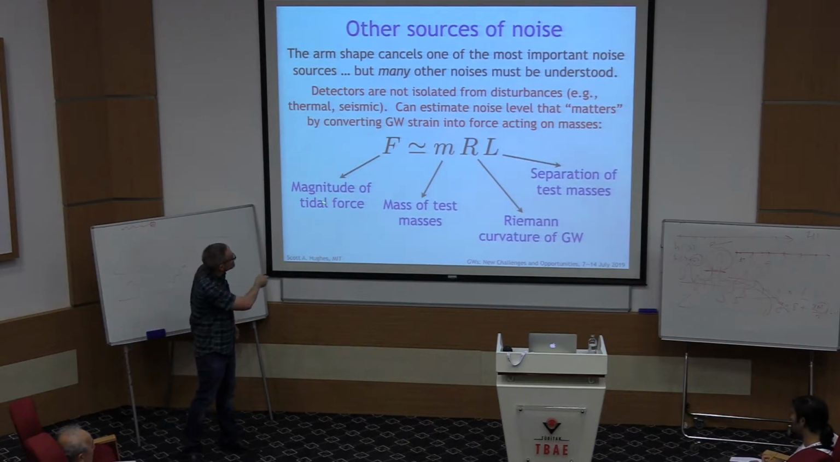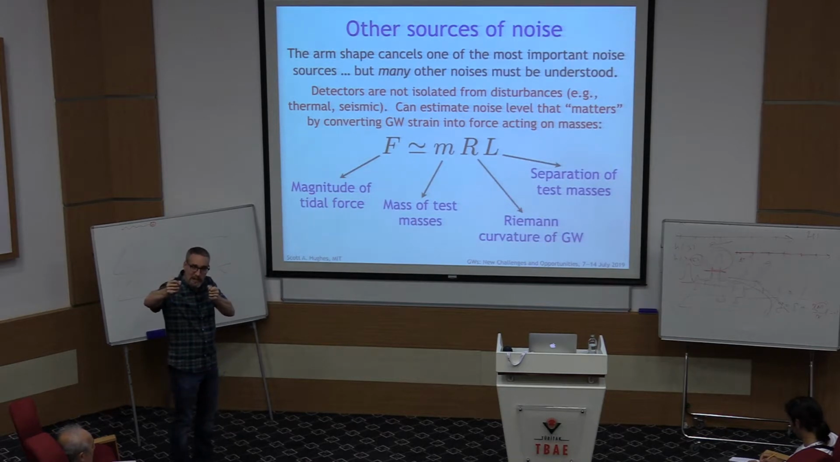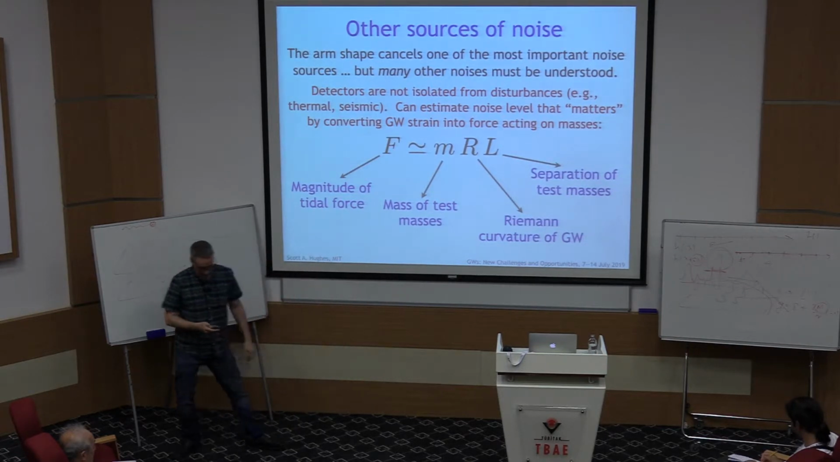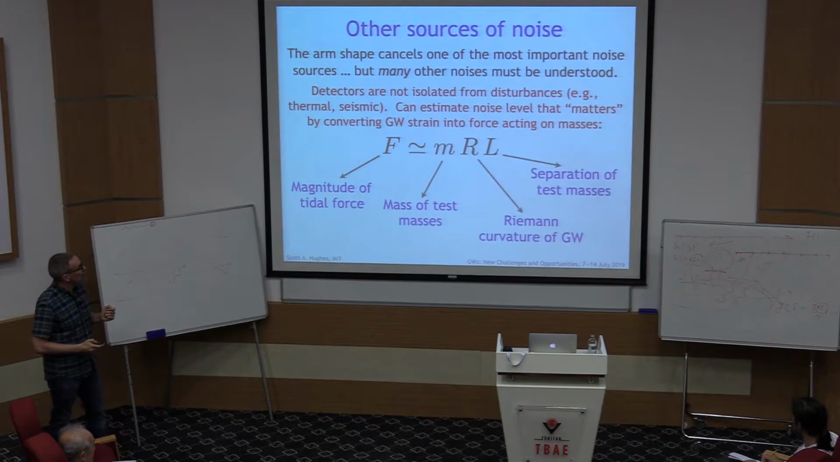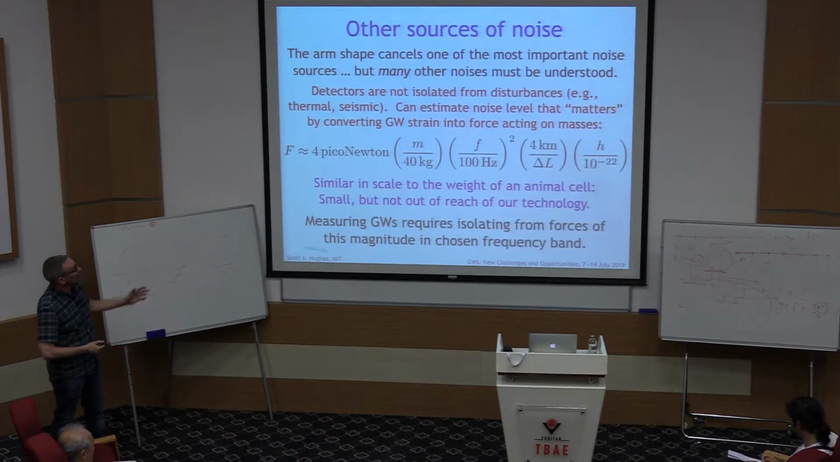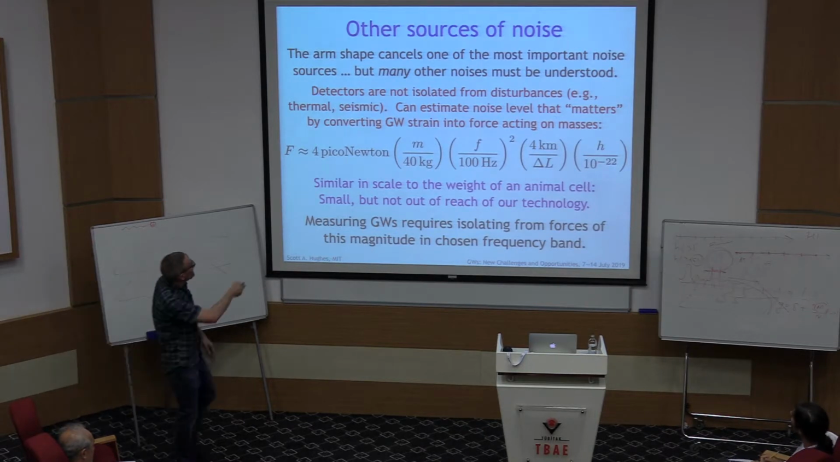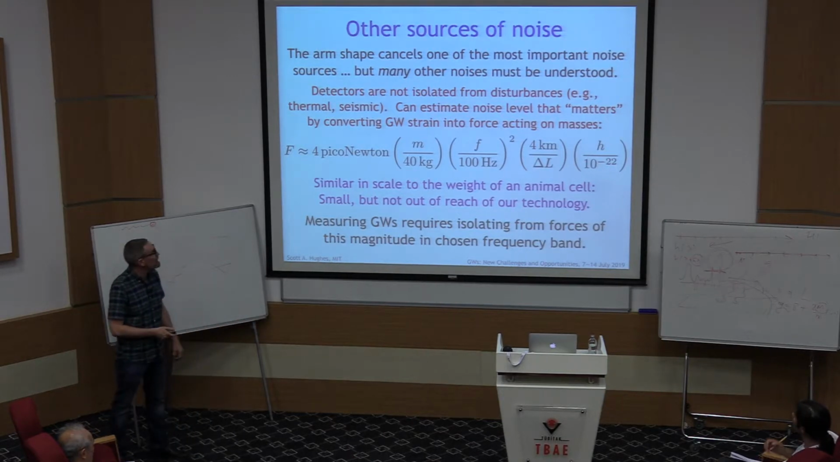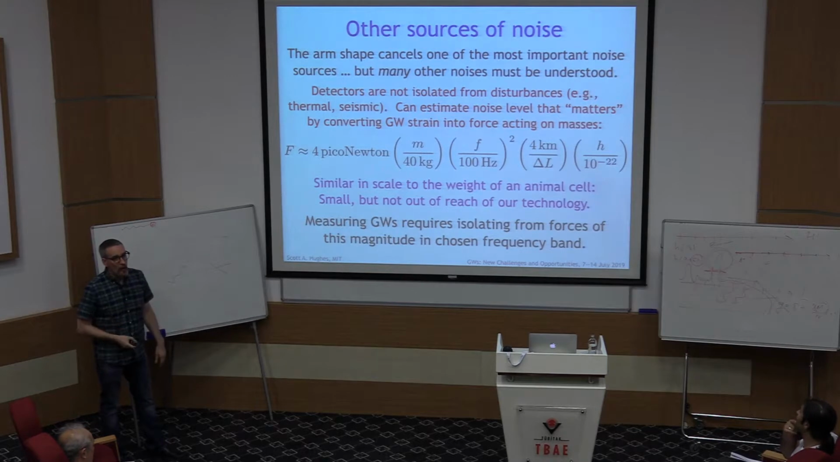So I can estimate the magnitude of the tidal force that causes the test masses in a detector like LIGO or LISA to move apart from one another by scaling it to the curvature that arises from a gravitational wave, the separation of the test masses, and the mass of those test masses. I use the fact that the curvature tensor is roughly frequency squared times the wave strength, and then I plug in the parameters that are in a detector like LIGO. What you find is that the gravitational wave is effectively exerting a force, for the kind of sources that are being measured right now, of between 1 and 10 piconewtons.